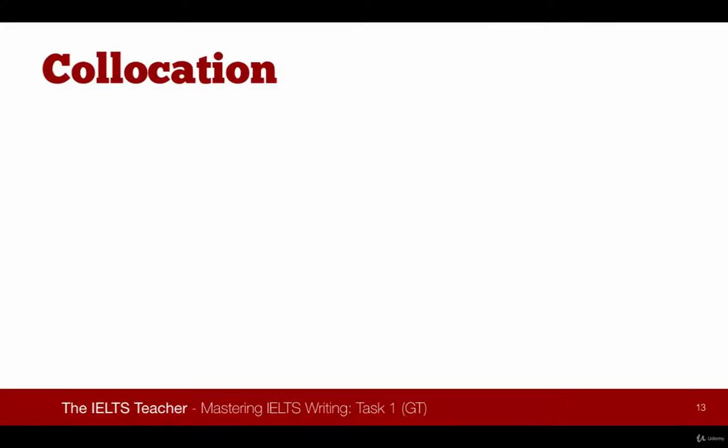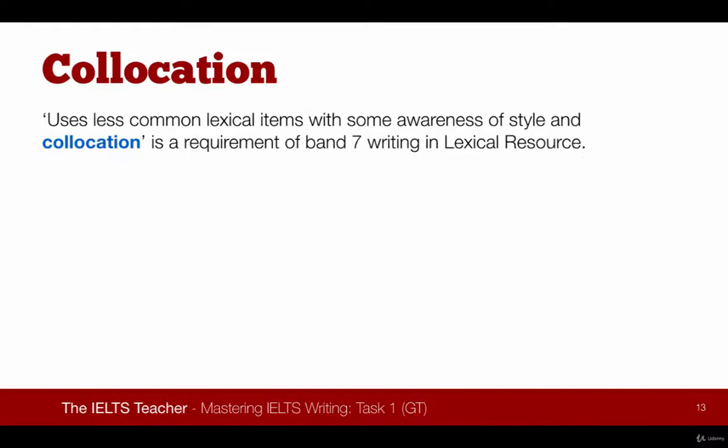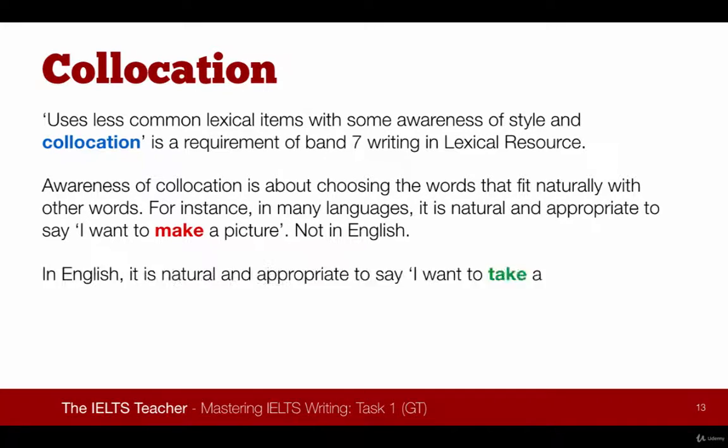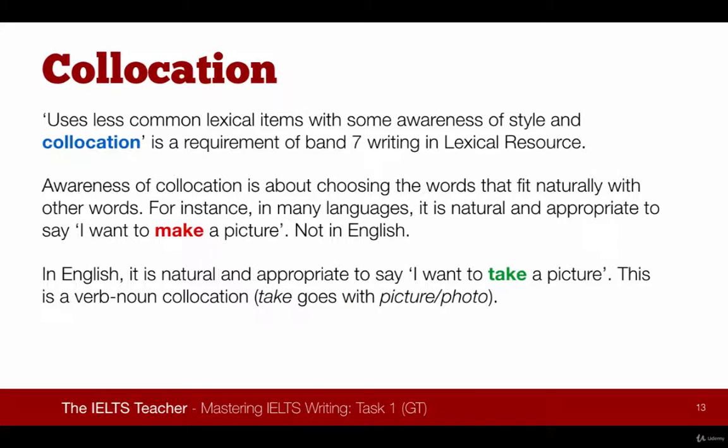Finally, we can think about collocation. Collocation, another important element for achieving a band 7, uses less common lexical items, basically vocabulary, with some awareness of style and collocation. So it's important to think about what collocation is. Collocation is about choosing the words that fit naturally with other words. For instance, in many languages, it's appropriate to say, I want to make a picture. But that's not the case in English. In English, we want to say, I want to take a picture. That is an example of a collocation.